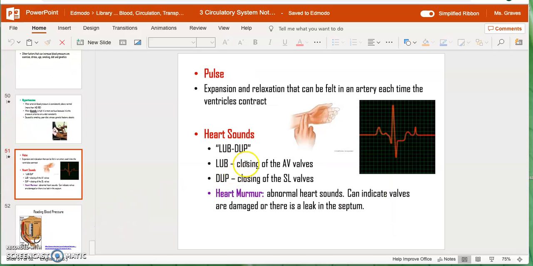And then the last thing we'll talk about here is just briefly heart sounds. So you might have heard it described as a lub-dub. Lub is the closing of the AV valves, and the dub is the closing of the SL valves. So that's those kind of heart sounds. If you were listening with a stethoscope, you can hear your heart sounds, the lub-dub. Again, the lub is the closing of the AV valve, and the dub is the closing of the SL valve. And then a heart murmur would be an abnormal heart sound, and that can indicate that there's damaged valves or there's a leak in the septum.